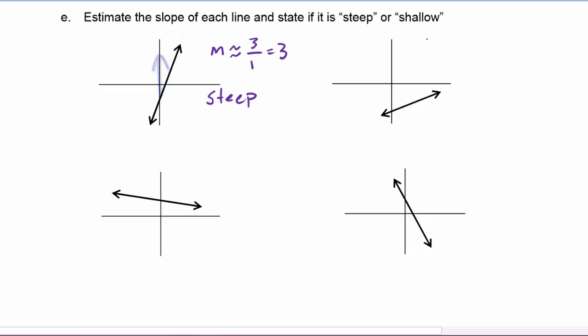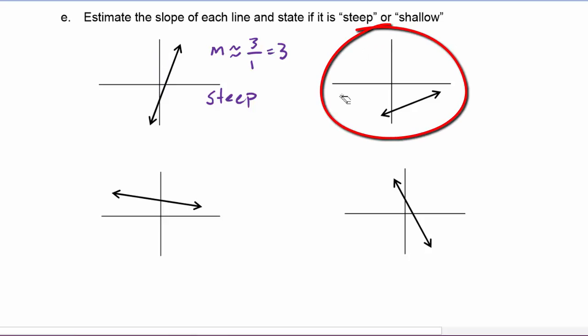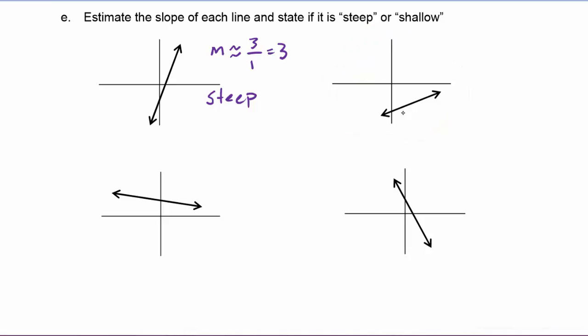In this next example right here, you would use the same technique. Say if I start here and I want to end up on the line, it looks like I go up 1 and maybe over 2, so my slope appears to be about 1/2, and that is considered shallow. When it's beneath 1, we tend to say it's shallow, and when it's bigger than 1, we say it's steeper.